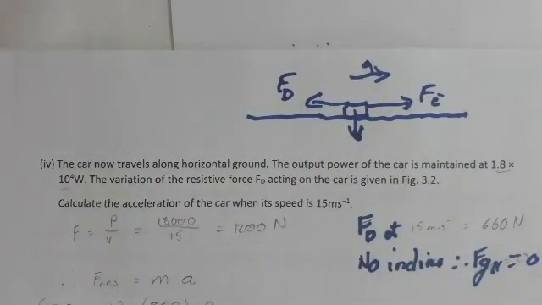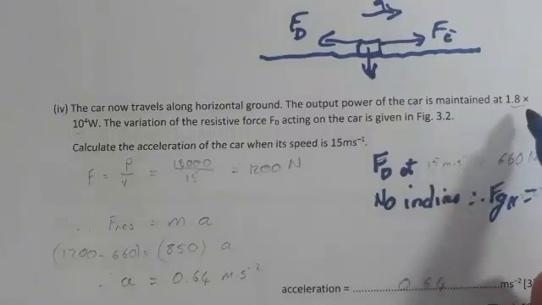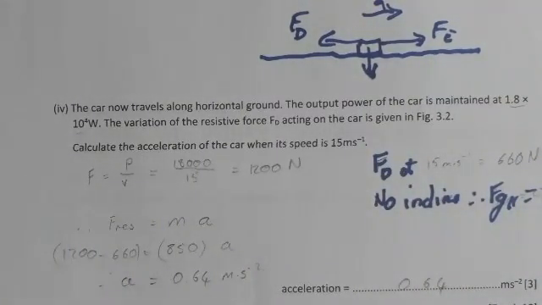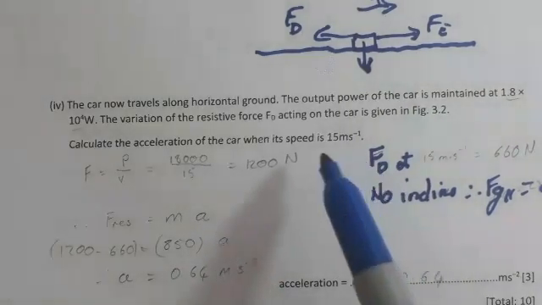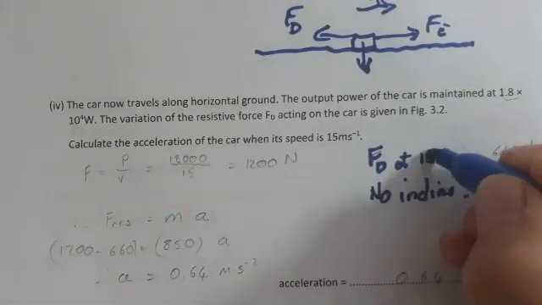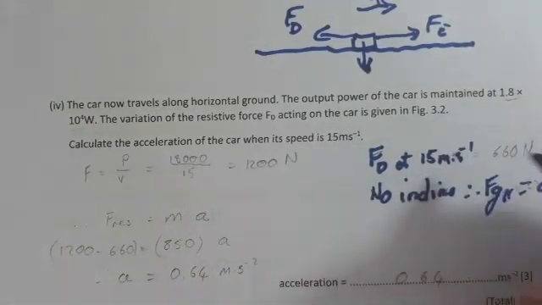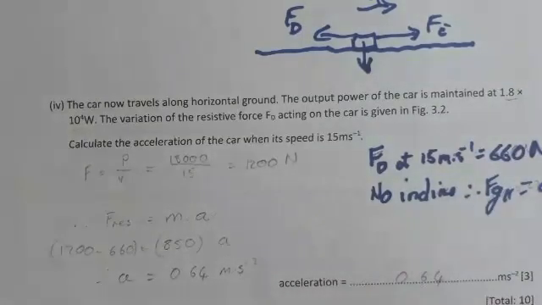Only those two forces, right? They give us more information. They say that the car's maintaining that output, so power stays 18,000, right? But we know because my speed is increased, my drag force is also increased. And I know my drag force by reading it down from my graph, and I get 660 Newton.